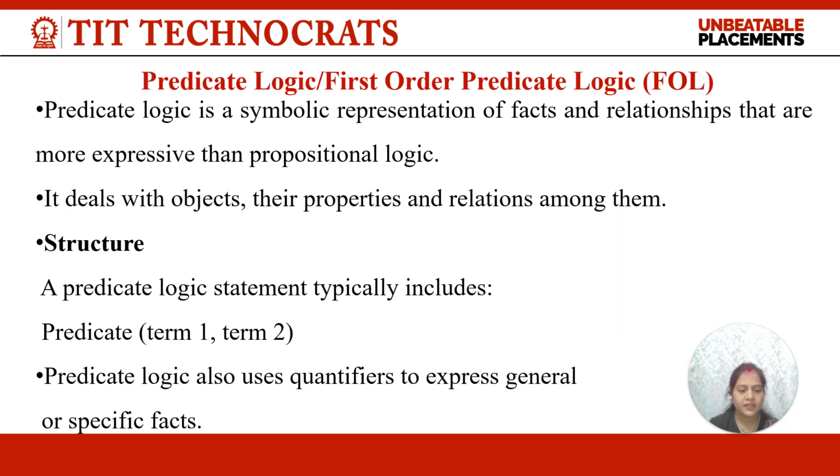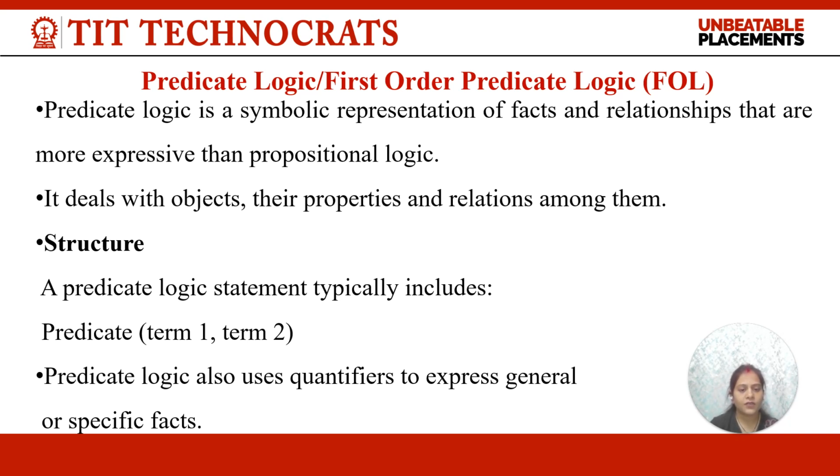Now, let's understand predicate logic, one of the most important knowledge representation techniques in artificial intelligence. It is a symbolic representation of facts and relationships that is more expressive than propositional logic. It allows us to describe objects, their properties, and their relations among them. A typical predicate logic statement has this structure: predicate outside, and in brackets the terms, term 1 and term 2, where the predicate shows the relationship and the terms represent the objects.